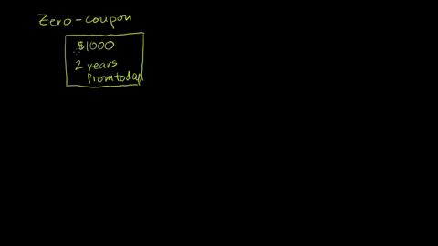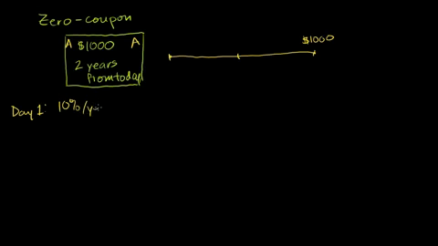So if I were to draw a payout diagram, it would just look like this. This is today, this is 1 year, this is 2 years. You just get $1,000. Now let's say on day 1, interest rates for a company like Company A, this is Company A's bonds. So this is starting off, so day 1. Let's say people's expectations for this type of bond is they want 10% per year interest.